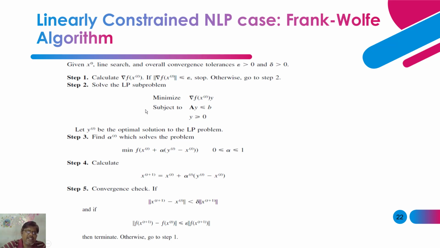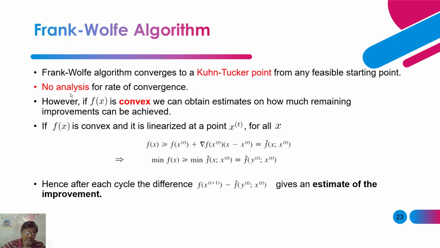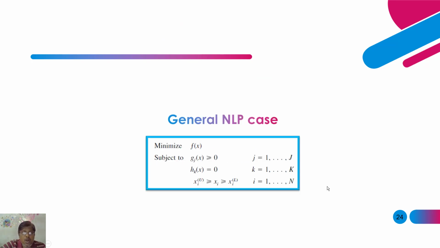iteratively. So it's very similar to your Newton method, gradient method. The Frank-Wolfe algorithm converges to a KKT point from any feasible starting point. There is no analysis for the rate of convergence. However, if f of x is convex, we can obtain an estimate of how much remaining improvement can be achieved. So that has been shown here. Hence, after each cycle, the difference gives an estimate of improvement. So the difference between these will give the improvement, how much has yet to be improved.